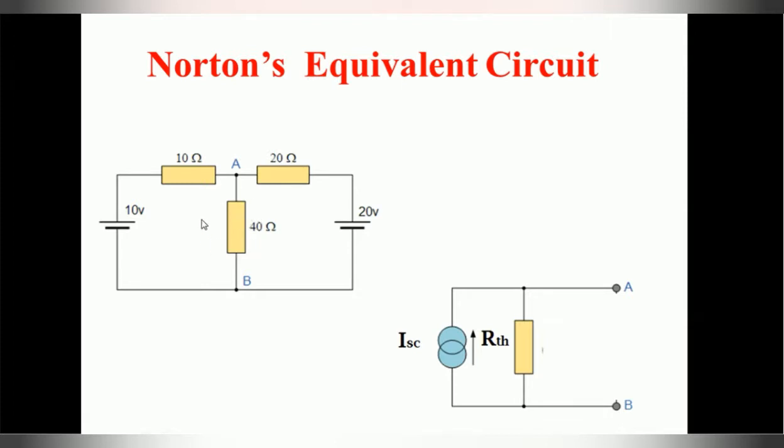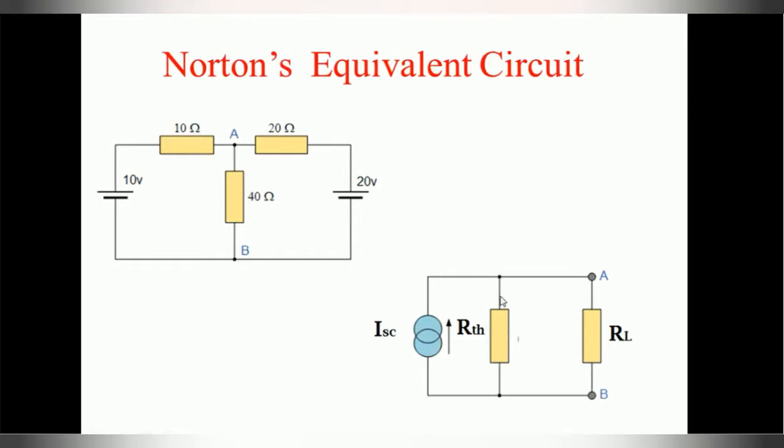For example, consider this network. It has two voltage sources and three resistances. So this is the complex network. This complex network is simplified into a simple equivalent circuit, that is, a circuit having only one current source in parallel with one resistance. This is called the Norton's equivalent circuit. After getting the Norton's equivalent circuit, at the end of it the load resistance may be connected and the current flowing through the load resistance can be calculated.